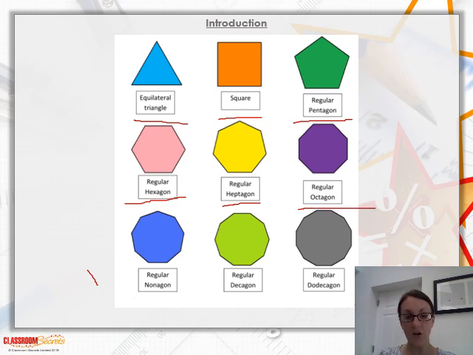A regular nonagon has 9. A regular decagon has 10, and a regular dodecagon has 12. A dodecagon, that is one for the Zoom quiz. I think you could throw it in now at some point. And remember, like we said, regular meaning that the sides are the same length.